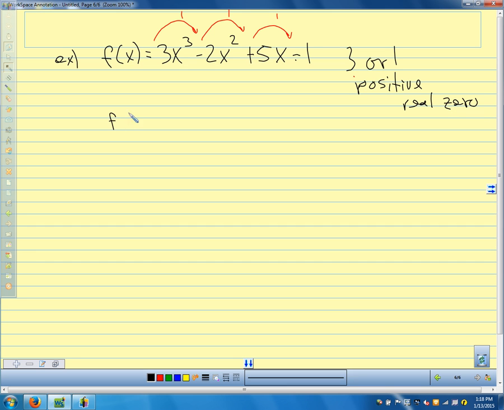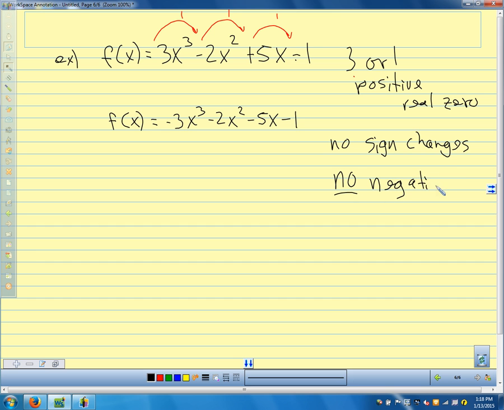Let's look at f of minus x. I'll change the signs on all the odd exponents. This one's even, so it stays the same. This one's odd, so that changes signs. How many sign changes there? No sign changes. They stay negative the whole time. So there are no negative real zeros.